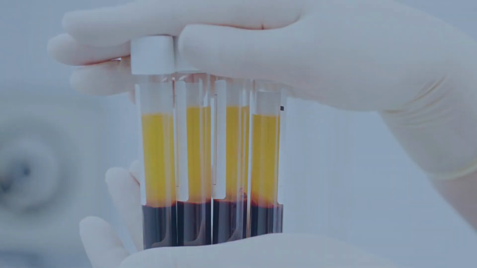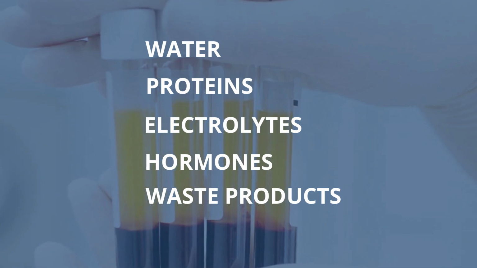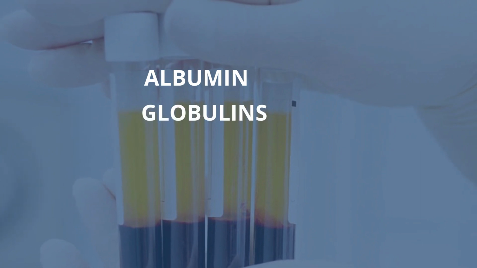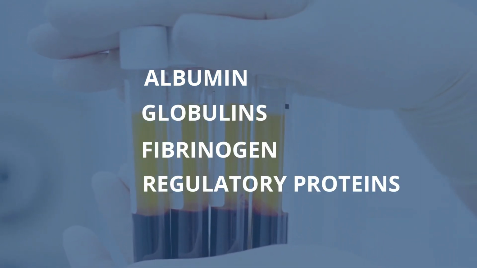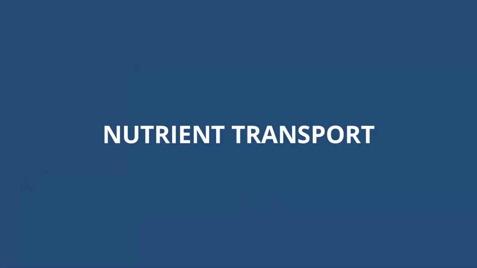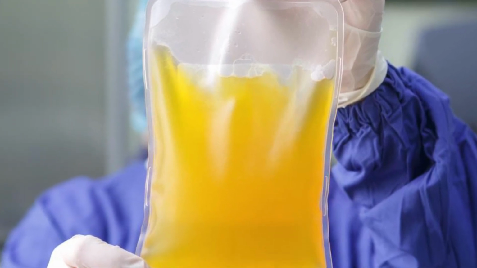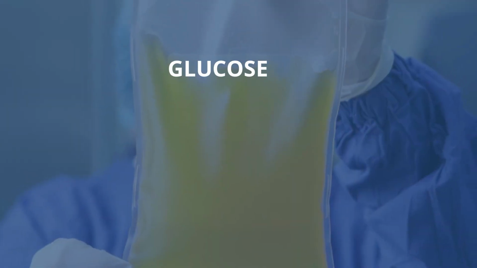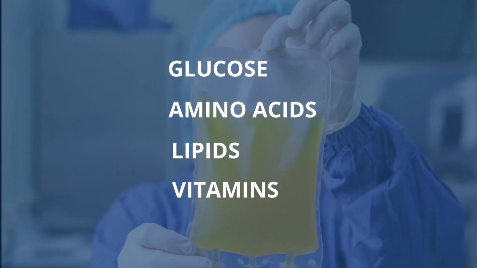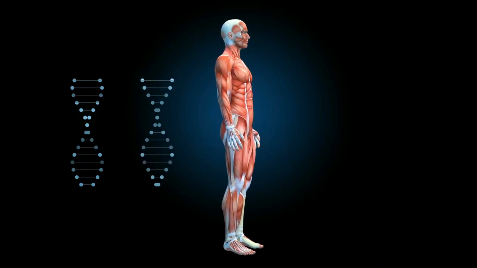Plasma is a complex mixture of water, proteins, electrolytes, hormones, waste products, and other substances. The major proteins present in plasma include albumin, globulins, fibrinogen, and regulatory proteins involved in various physiological processes. One of the key roles of plasma is the transport of essential nutrients. It carries nutrients such as glucose, amino acids, lipids, and vitamins to various cells and tissues throughout the body. This ensures that all organs receive the necessary elements to function optimally.